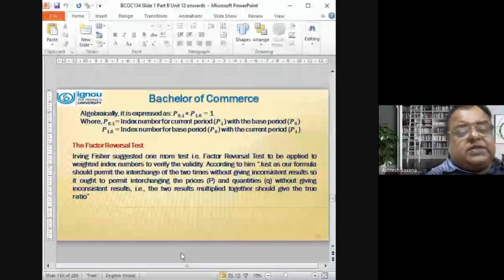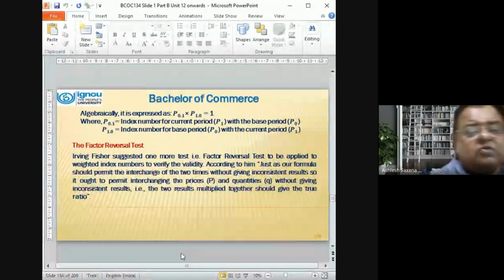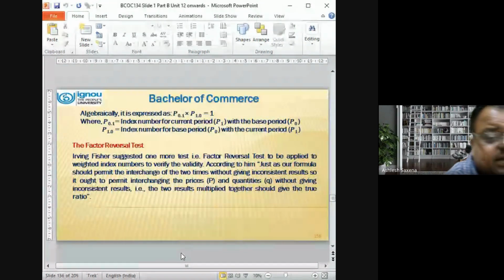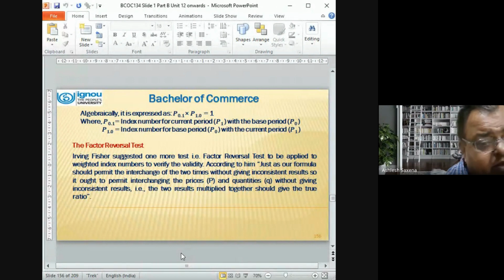Irving Fisher suggests one more test, that is Fisher reversal test, to apply to the weighted index to verify the validity. According to him, just as our formula should permit the interchange of the two times without giving inconsistent results, so it ought to permit interchange of the price P and quantity Q without giving inconsistent results. That is, the two results multiplied together should give the true ratio. Now we will see how.